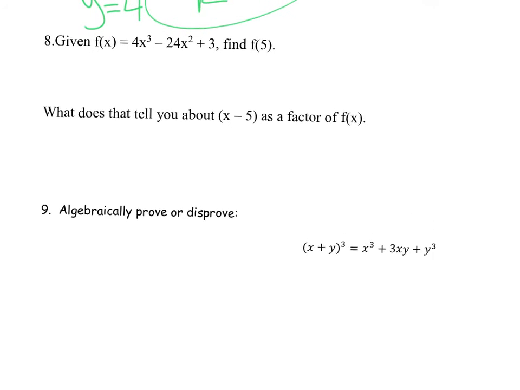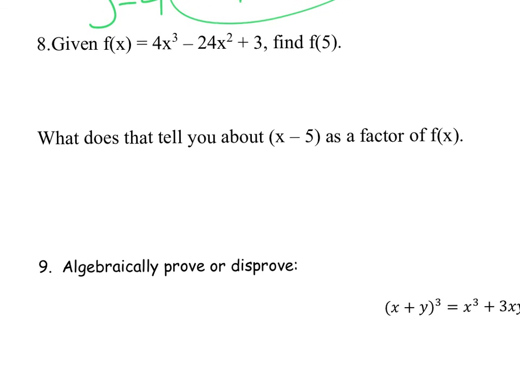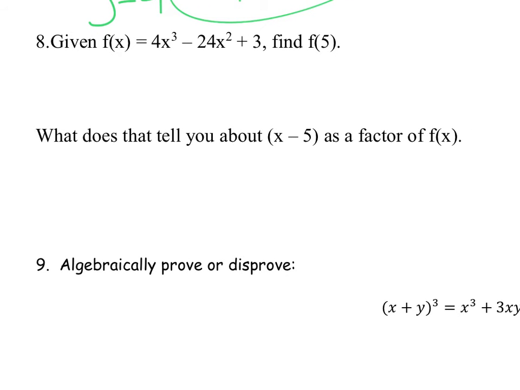I'm just skipping ahead. All right, so number 8 is another type of a remainder theorem problem, because look, they're asking you to plug in x equals 5. So you're going to first do that.